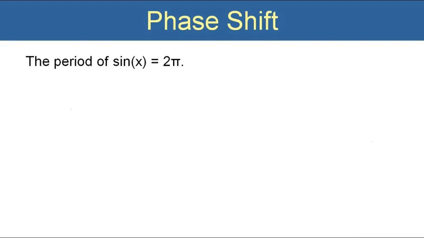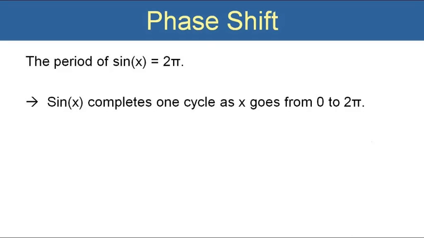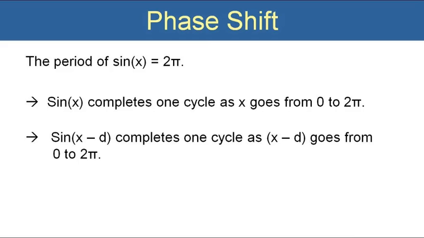Now let's talk about sine of x specifically. We know that the period of sine of x is 2 pi. That means that as x goes from 0 to 2 pi, the sine graph goes through one complete cycle. We learned that last time. Now sine of x minus d is going to complete one cycle as x minus d goes from 0 to 2 pi.